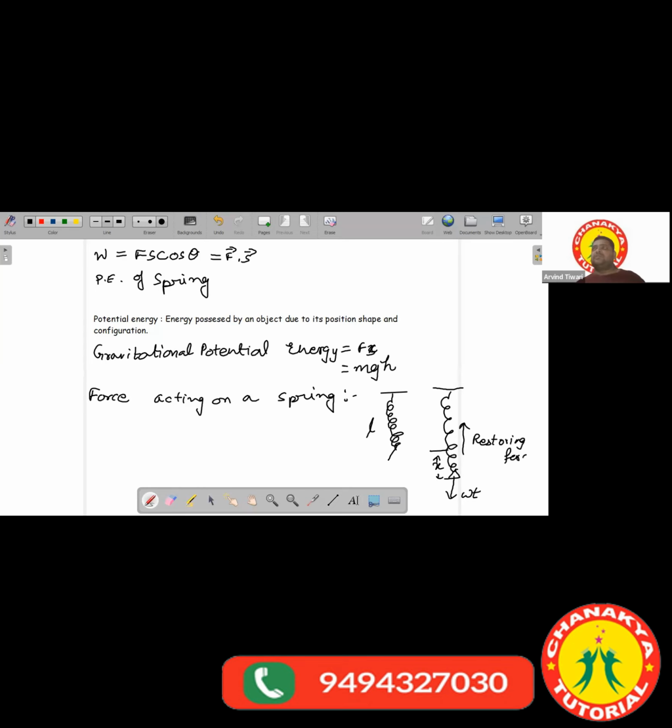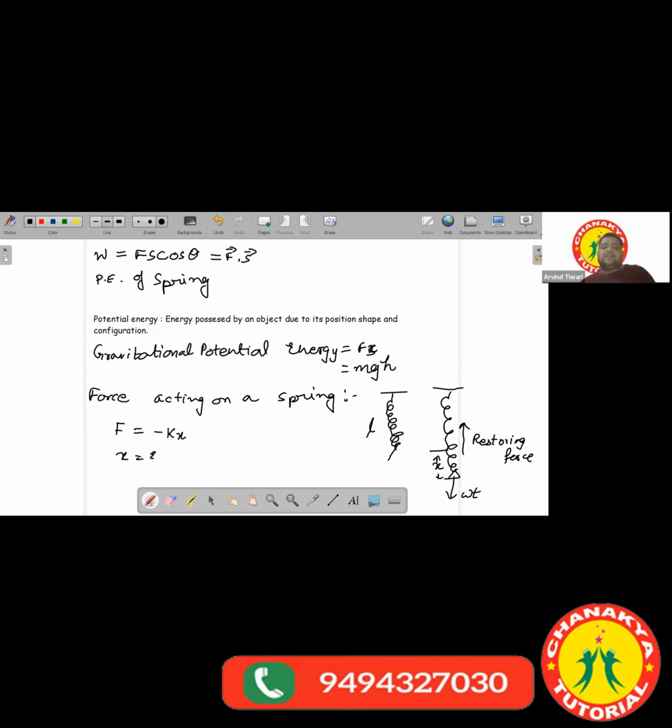So the restoring force F set up in the spring is equal to the weight at this point, when a certain extension is produced. Therefore, using Hooke's law, we obtain that the restoring force F is directly proportional to the extension, and hence the force will be equal to minus kx. So the force acting on the spring is given by F equals kx, where x is the extension produced.